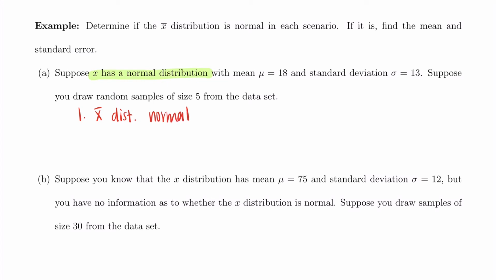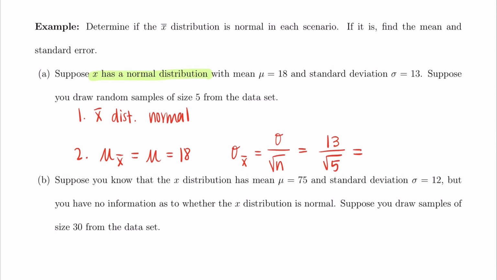Now that we know that the x-bar distribution is normal, we can find the mean and the standard error. The mean, mu sub x-bar, remember, is just the population mean. So here this is going to be 18. Then the standard error, sigma sub x-bar, equals the given standard deviation divided by the square root of your sample size. So here you have 13 divided by the square root of 5, which gives you 5.8138.